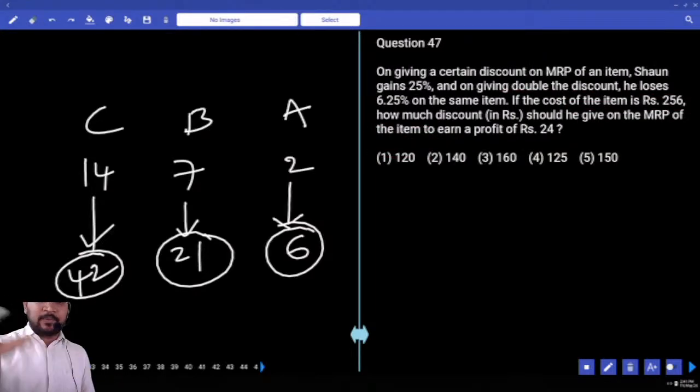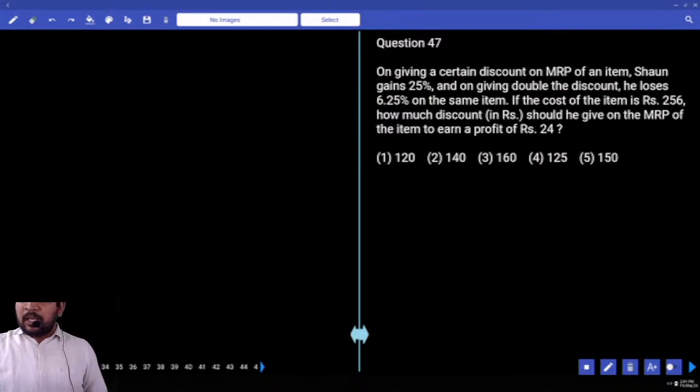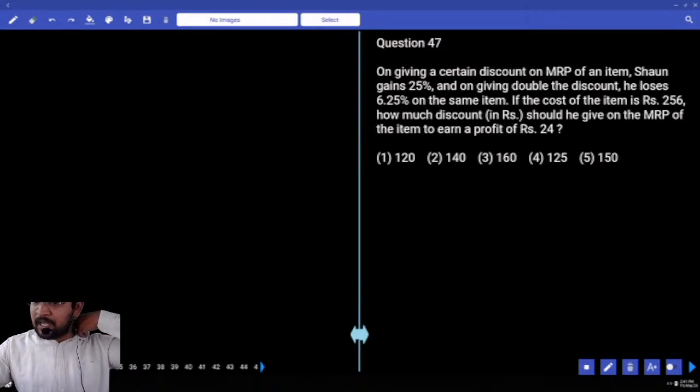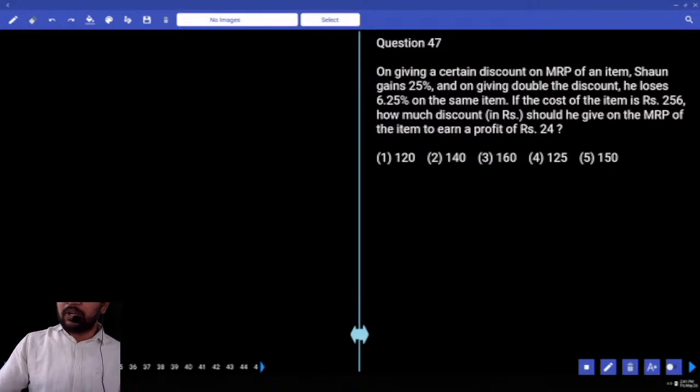Next, na. On giving a certain discount on MRP of an item, Shanu gains 25%. And on giving double the discount, he loses 6.25% on the same item. The cost of the item is 256. How much discount should be given on the MRP of the item so as to earn a profit of 24 rupees?